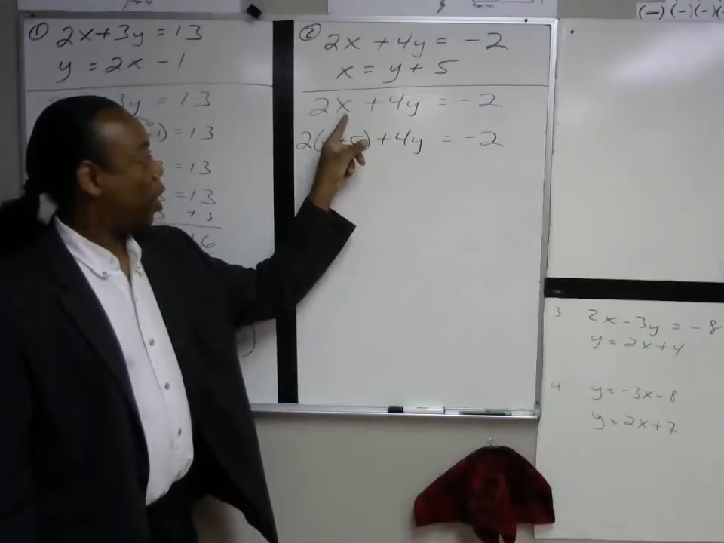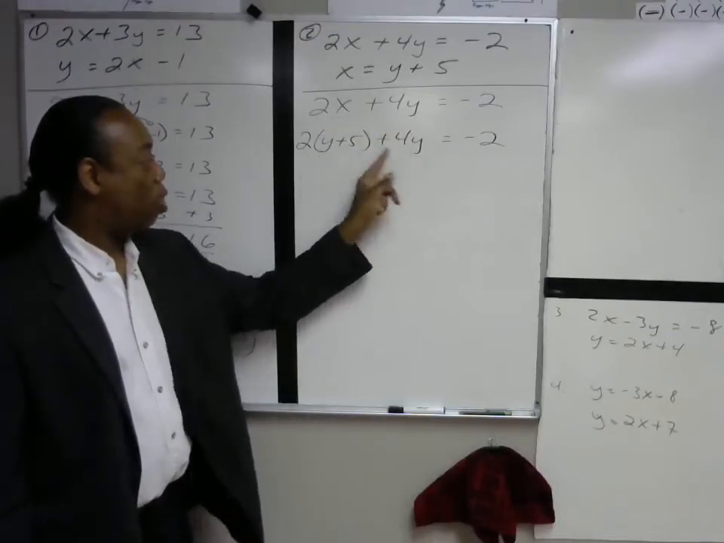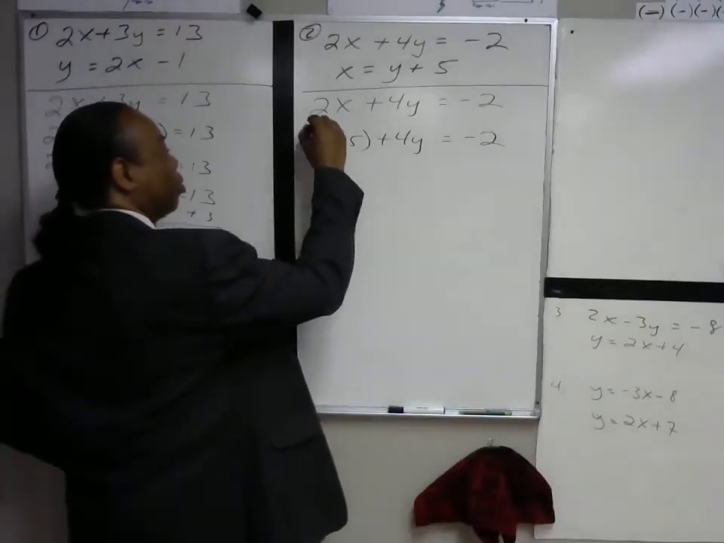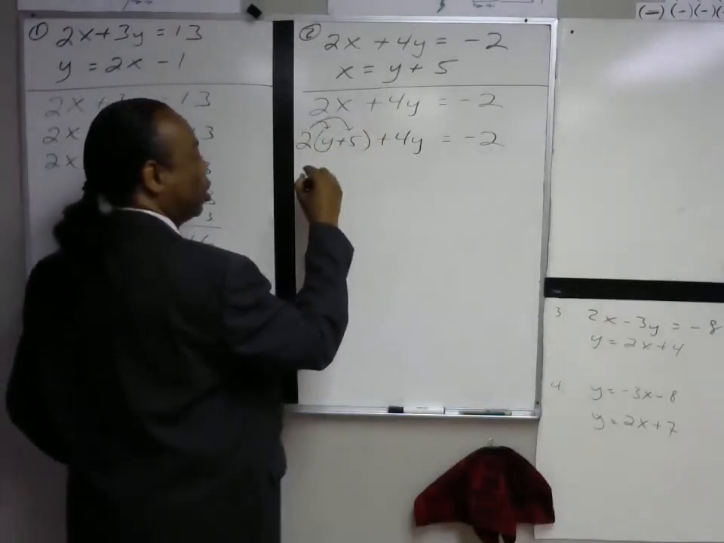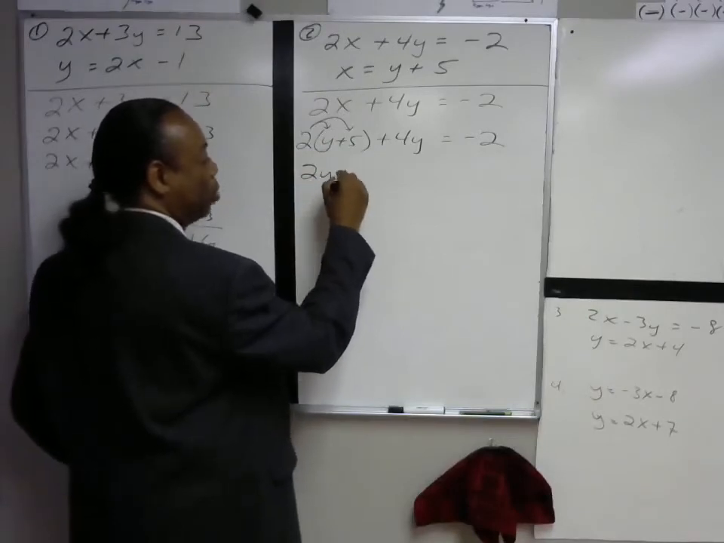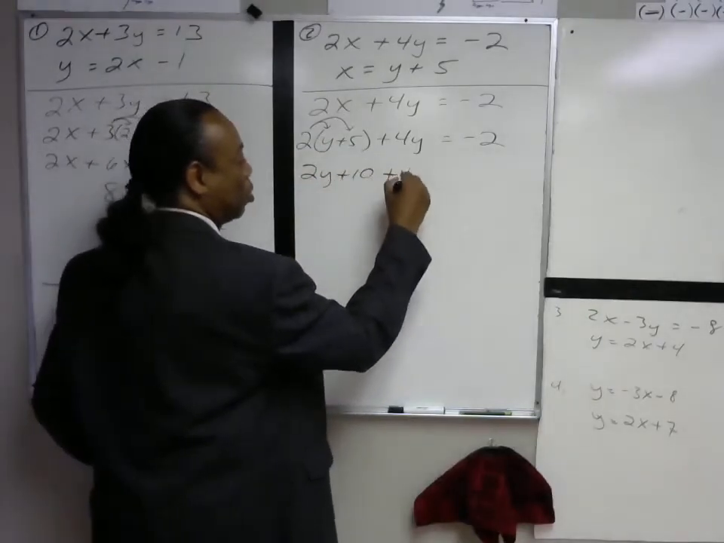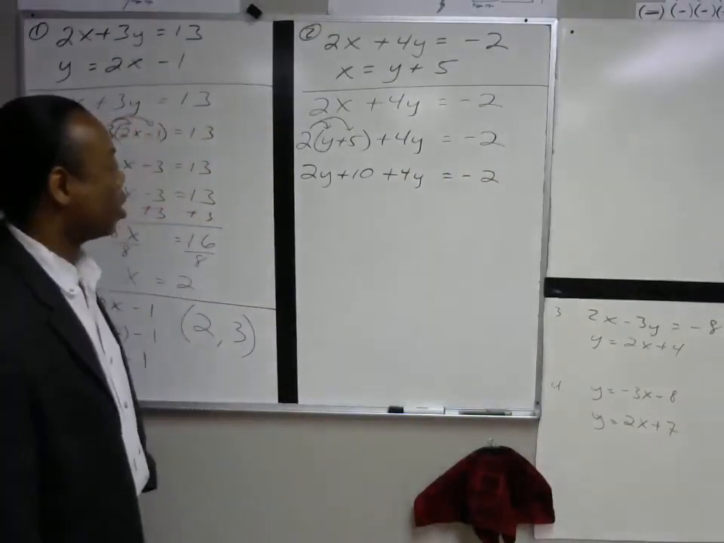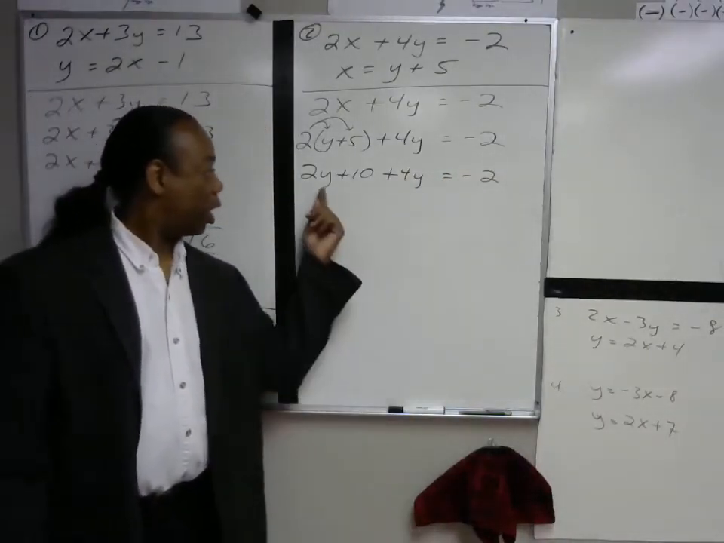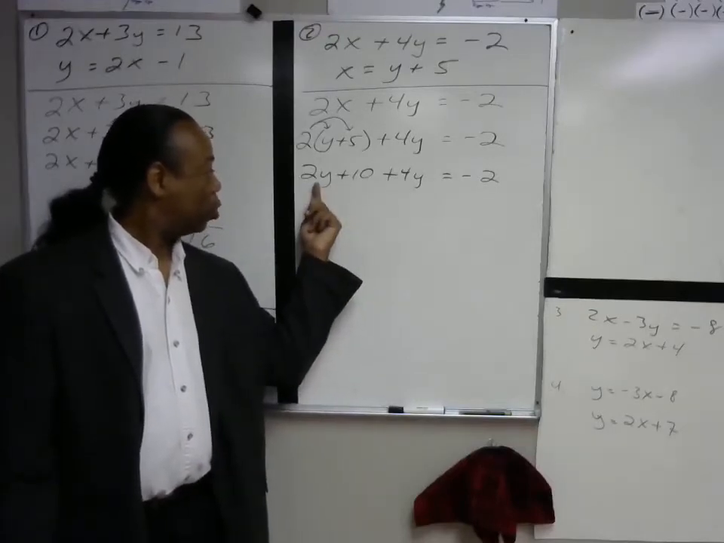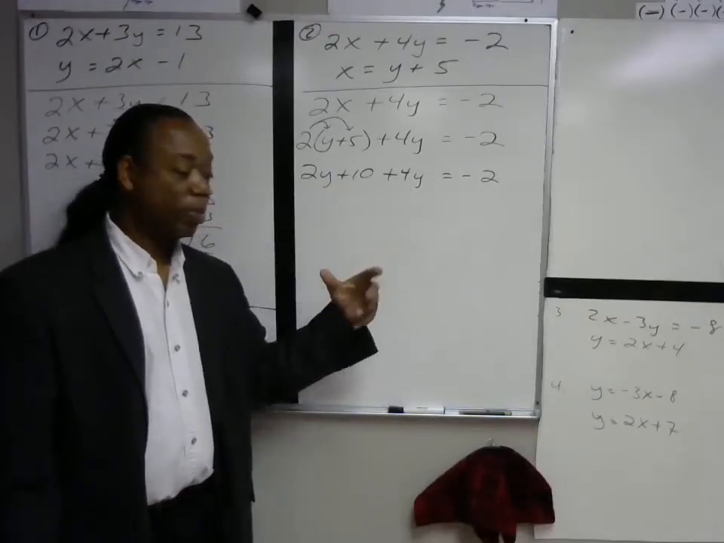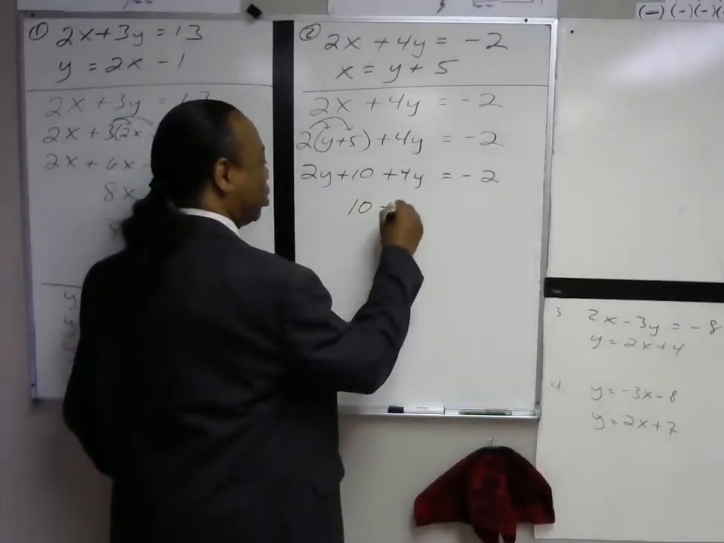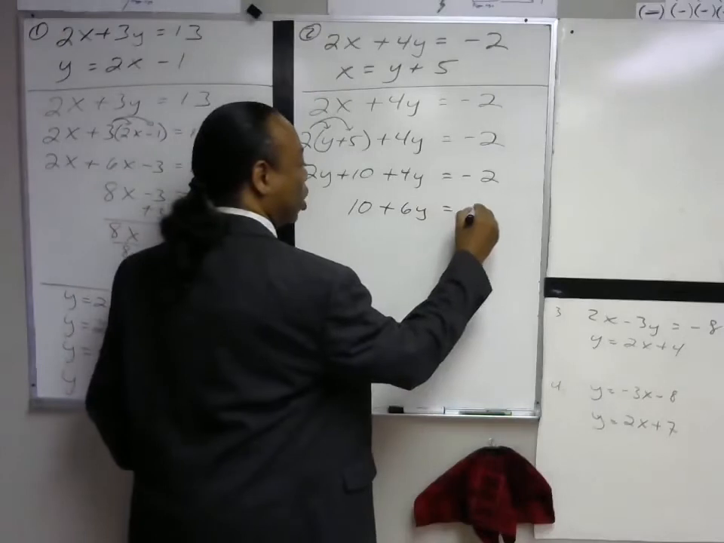So instead of the equation of x's and y's, it's the equation of all y's. Now we'll distribute the 2, which gives me 2y plus 10 plus 4y equals -2. Okay. Now I'm going to collect my y's together, my 2y and my 4y, and that's going to become a 6y. So we'll have a 10 plus 6y equals -2.